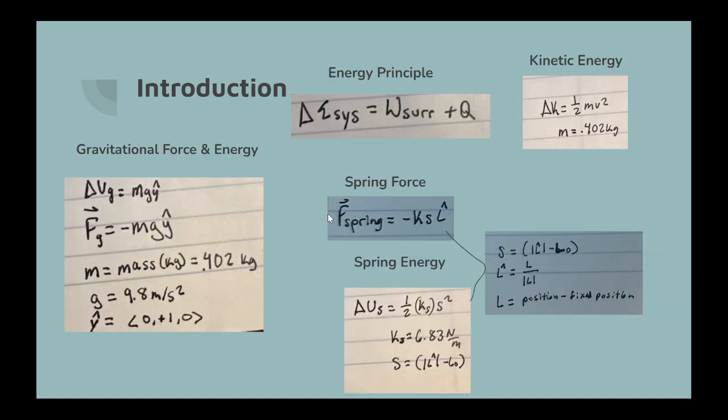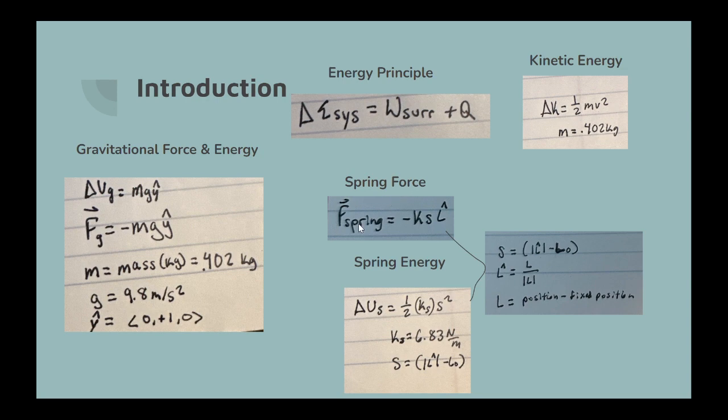Our gravitational force and energy are here. The potential energy of gravity is mgy hat, and the force of gravity is negative mgy hat. Mass in this case is 0.402 kilograms, gravity is 9.8, and y hat is just the position vector. The energy principle is the energy of the system equals the work from the surroundings plus Q, which is heat. The change in kinetic energy is 1/2 mv squared.